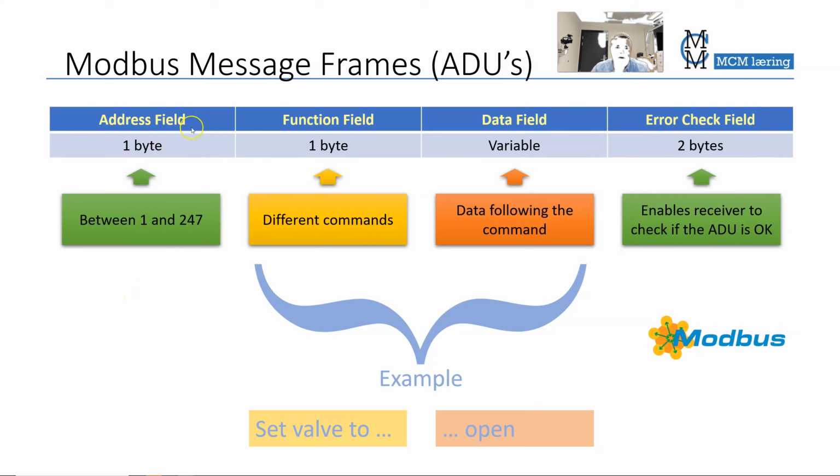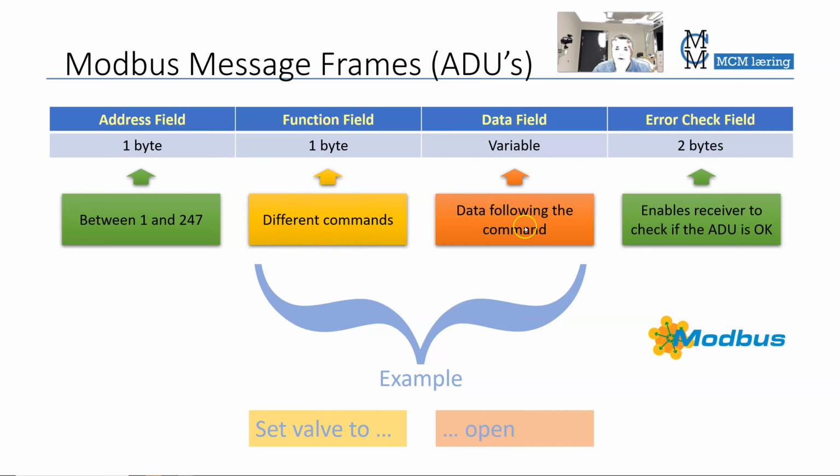And the address field, 1 byte, which gives 256 different addresses. But in RS-485, you generally have 32 addresses, but still 1 byte is reserved. Why 247, not 256? Well, there are some reserved addresses. Details. You have the function field, which are the different commands that are available in Modbus.